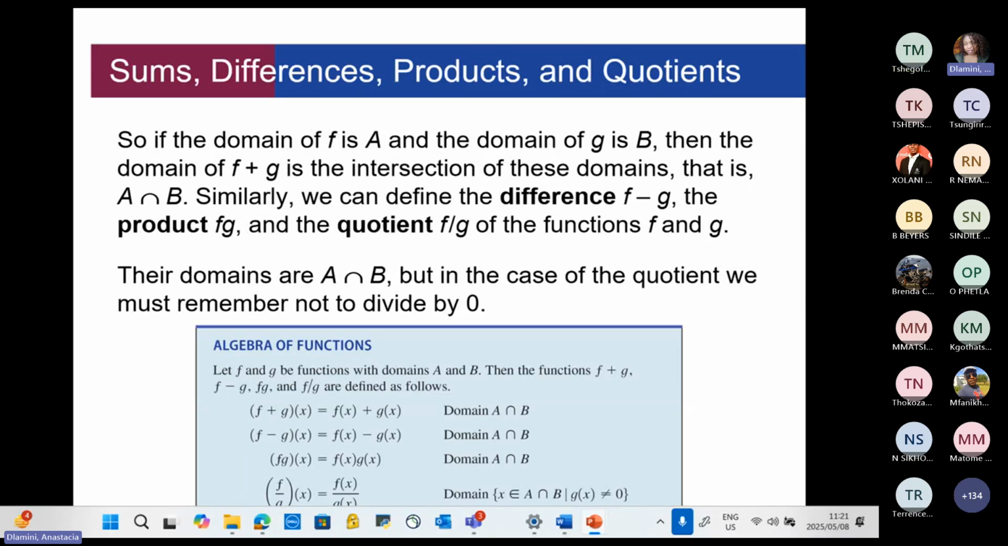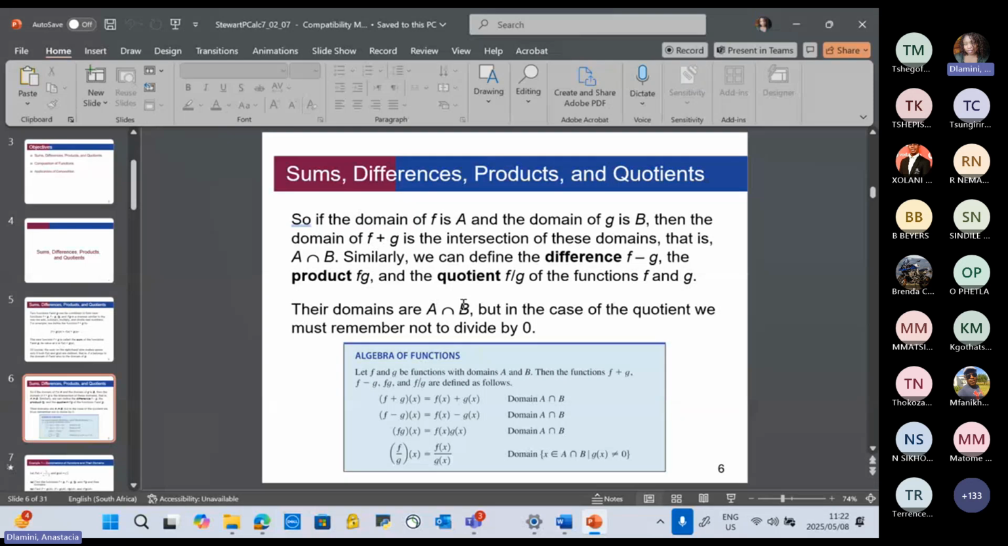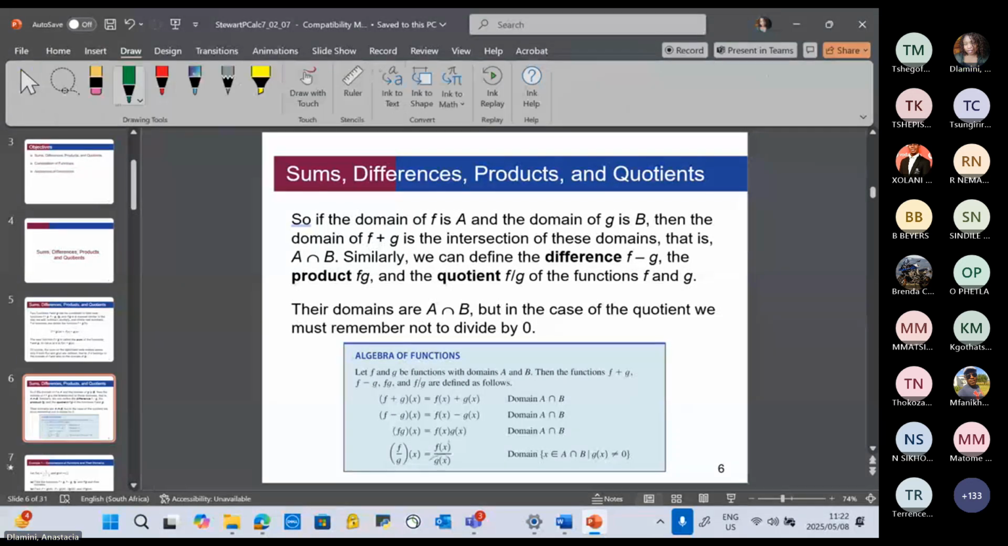Here's the block. It actually defines it. If you are adding functions, the domain is the intersection. If you are subtracting functions, the domain is the intersection. If you are multiplying functions, the domain is also the intersection. But when you are dividing the functions, the domain is the intersection except for this part where g of x is equal to 0.